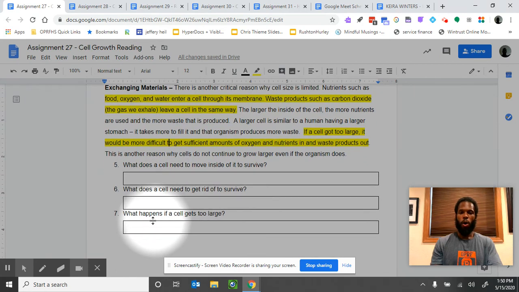Question 7, what happens if a cell gets too large? Well, if a cell got too large, it'd be difficult to get sufficient, which means enough, amounts of oxygen and nutrients and waste products in and out. So your three answers are highlighted in there. Your job is to type them in there.